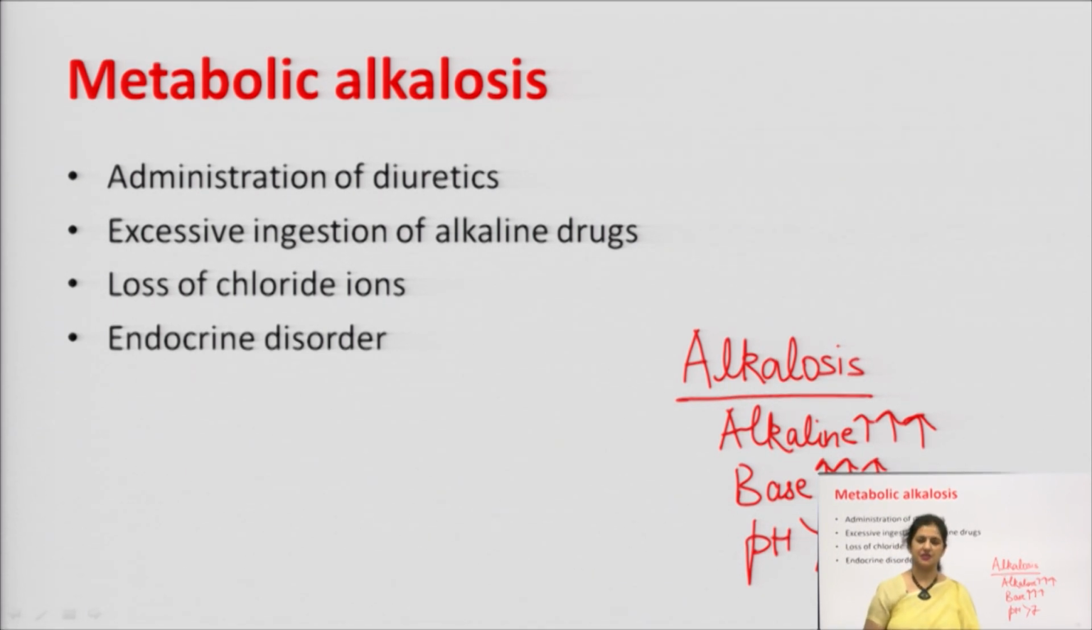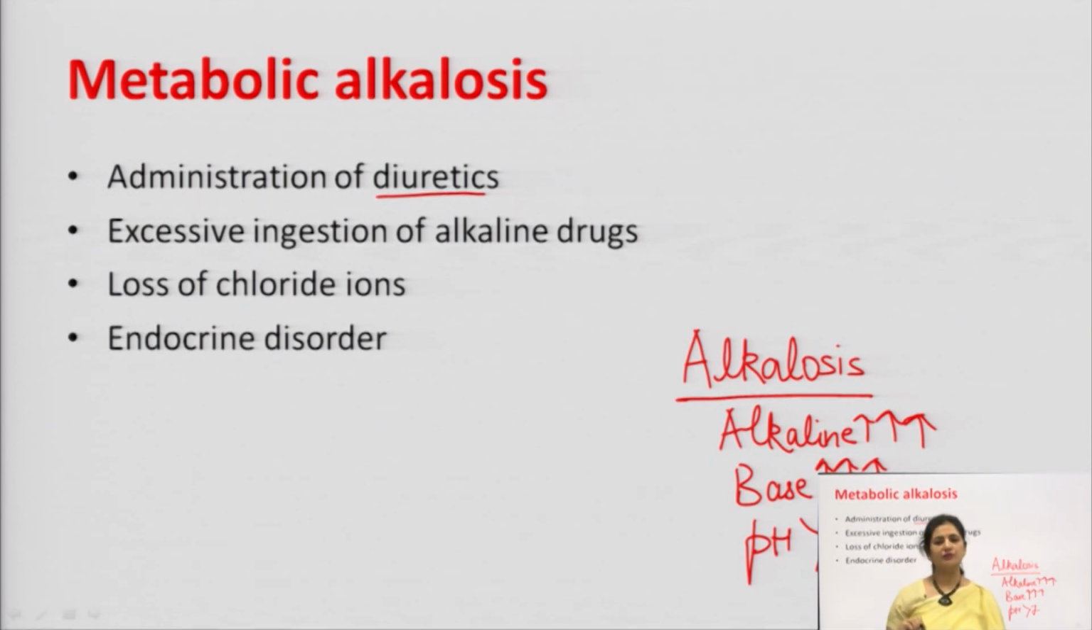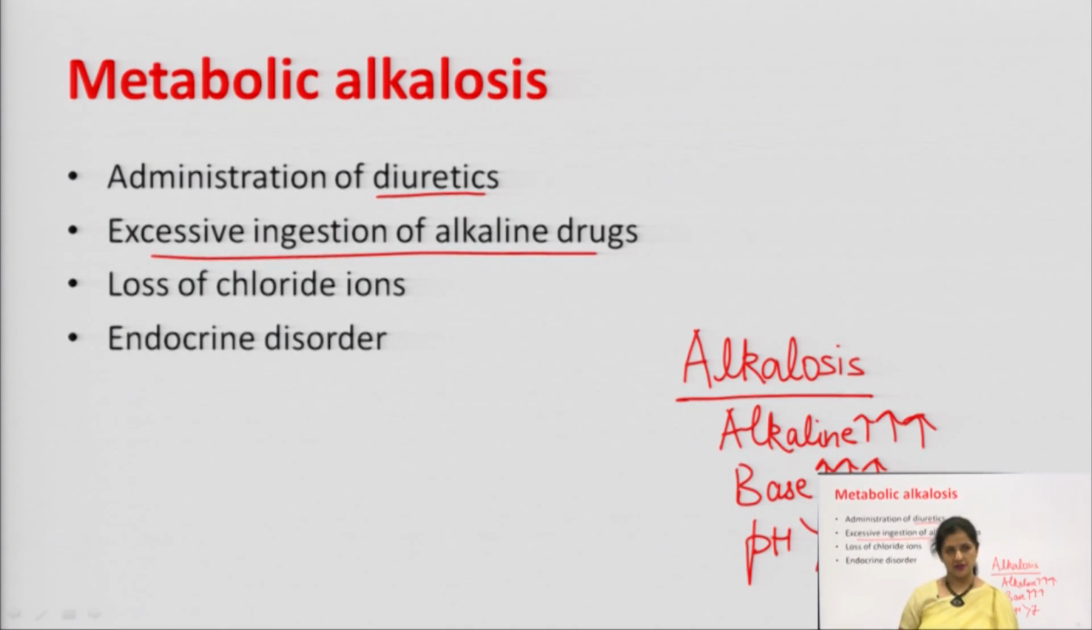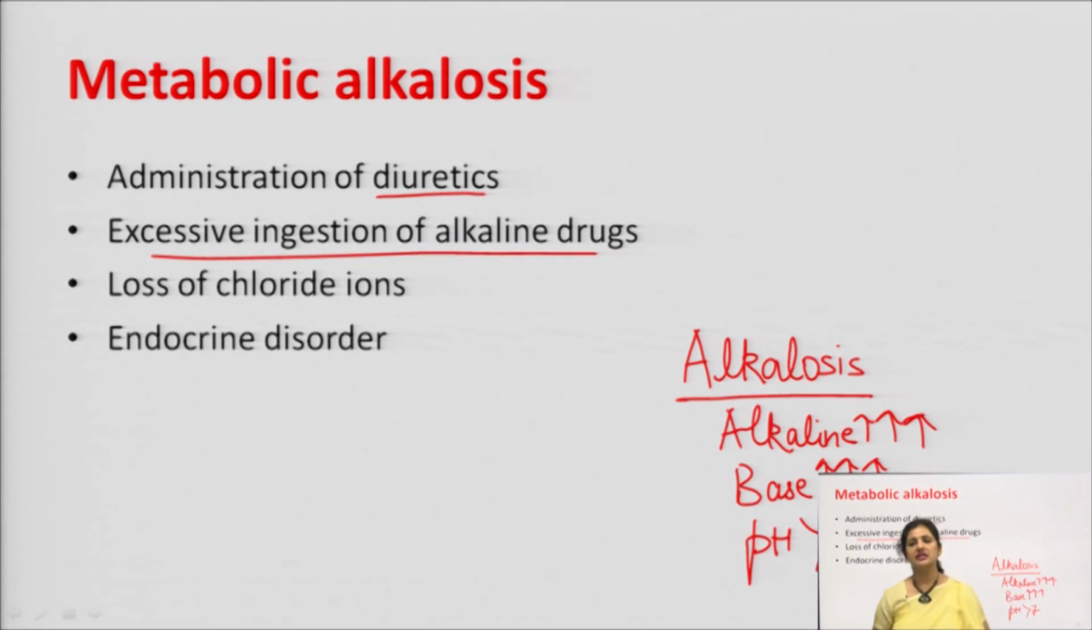How does metabolic alkalosis occur? By the administration of diuretics. I told you diuretics are the compounds which increase the frequency and the volume of the urine. Excessive ingestion of alkaline drugs. Drugs are salts. Now, if these salts are alkaline in nature and we administer those drugs for a long time, that is going to lead to metabolic alkalosis. Loss of chloride ion from the body is also going to lead to metabolic alkalosis, and endocrine disorder is also one of the causes which lead to this alkaline state.